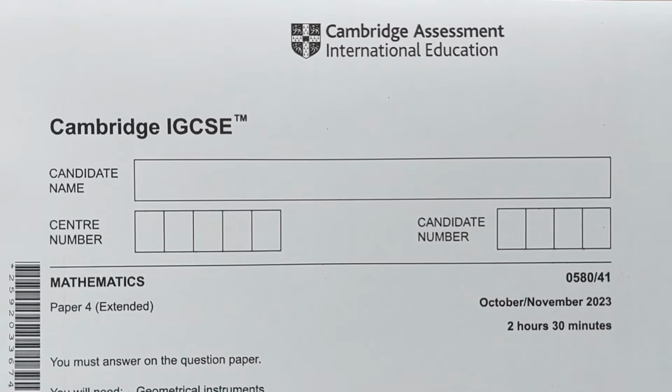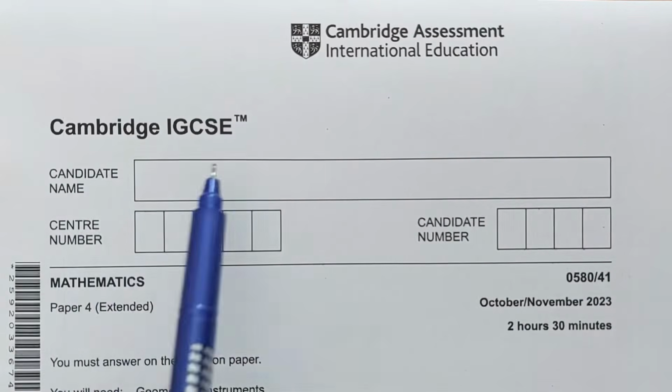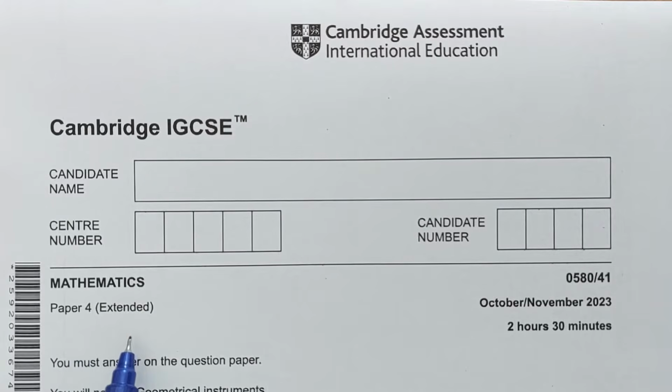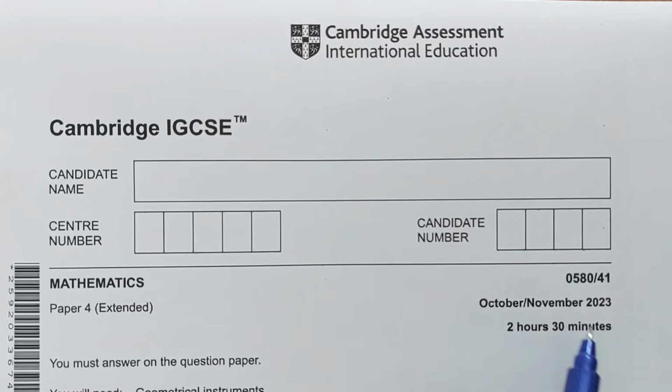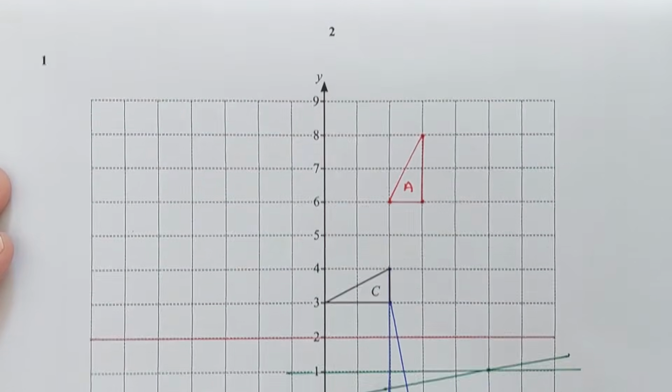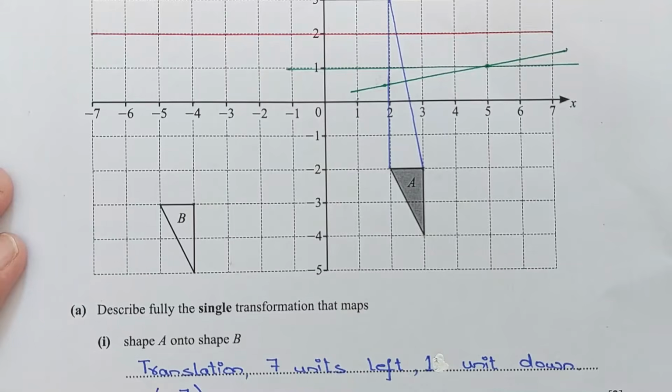Hi everyone, in this video I am going to solve Cambridge IGCSE Mathematics Paper 4 Extended, October-November 2023, Paper 4-1. So let's start with the first question. Question number 1, Part A.